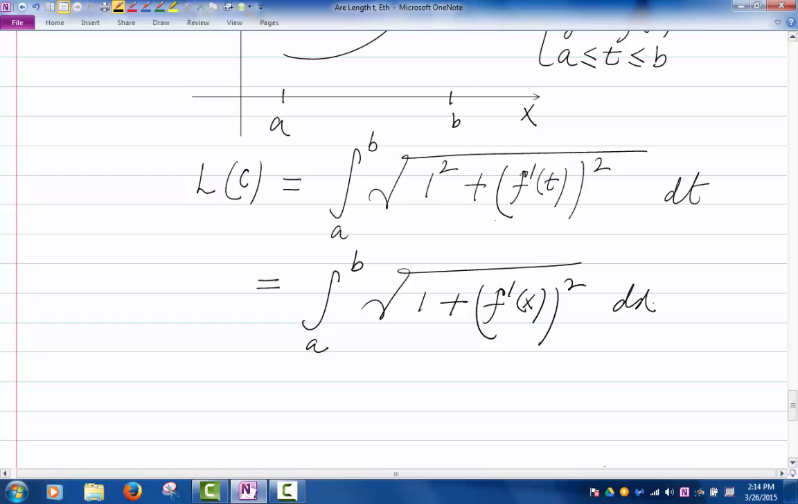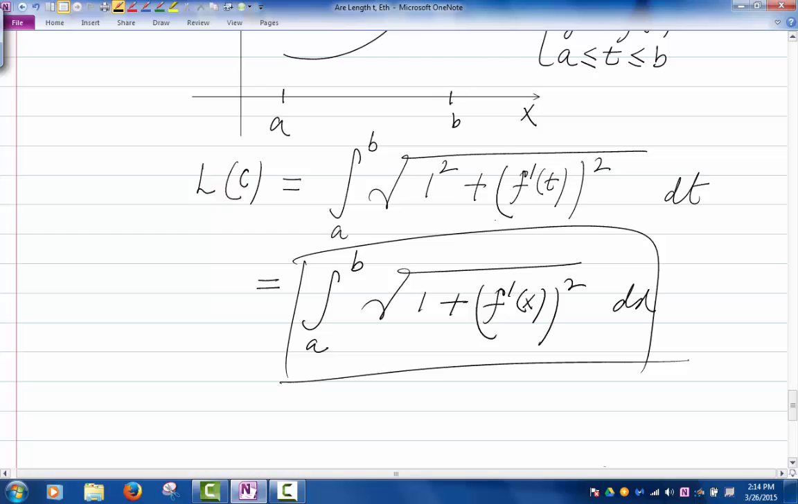Instead of calling the variable t, I'm calling it x, right? Again, this is the length formula if you have the graph of a real valued function. Okay?